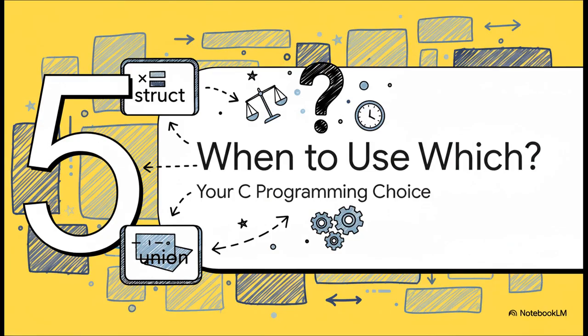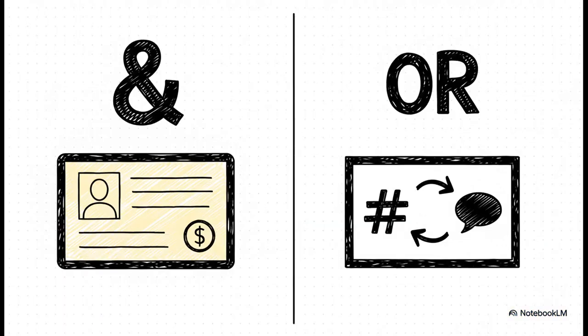Okay, so you see the trade-offs. Now for the most important part: when do you actually use which one in your own code? It really just boils down to this. Use a struct for AND situations. Think of an employee record. You need the ID and the name and the salary all available at once. Use a union for OR situations. Think of a data packet that could contain an integer ID or a string message, but never both. It's perfect for those cases, especially when every single byte of memory counts.